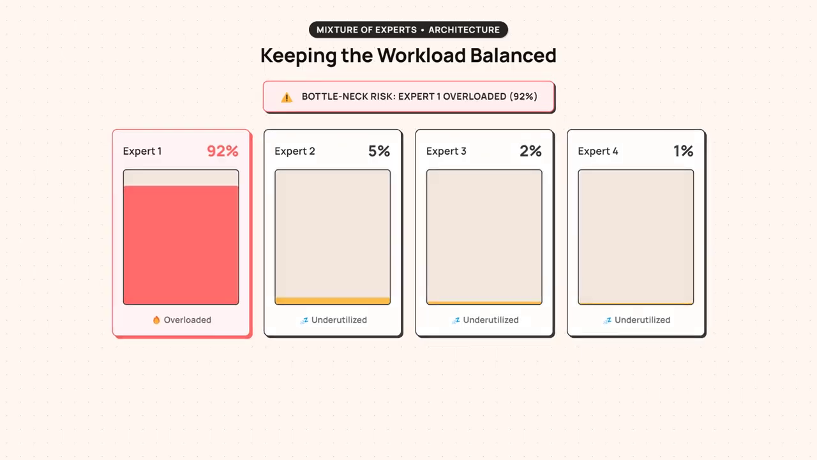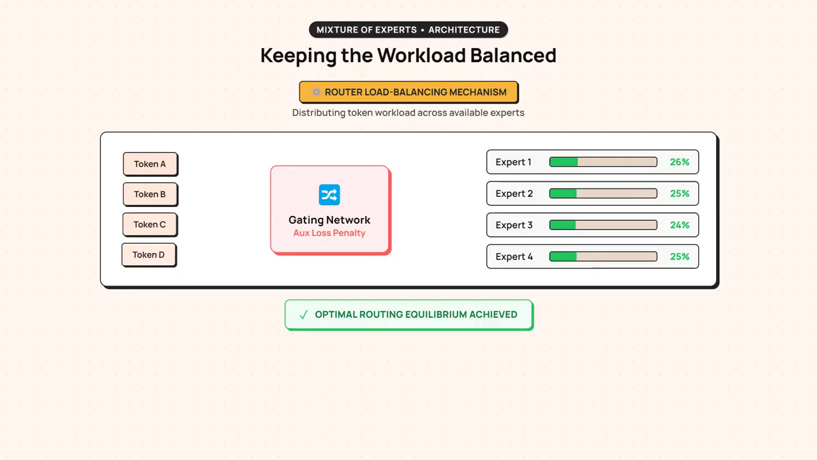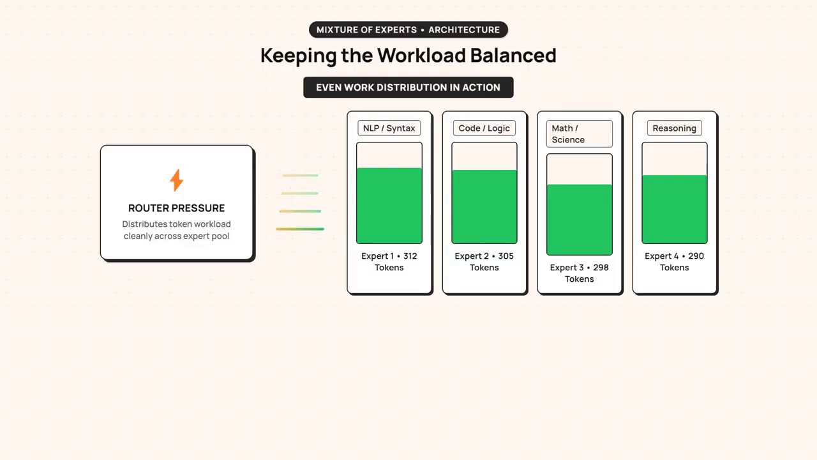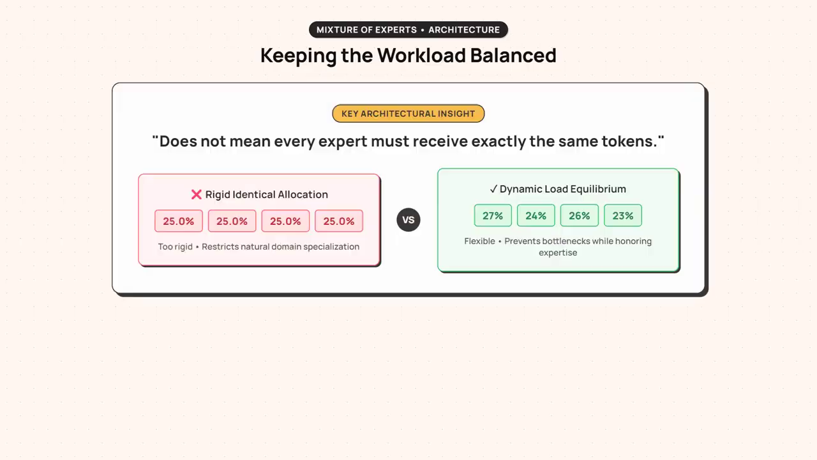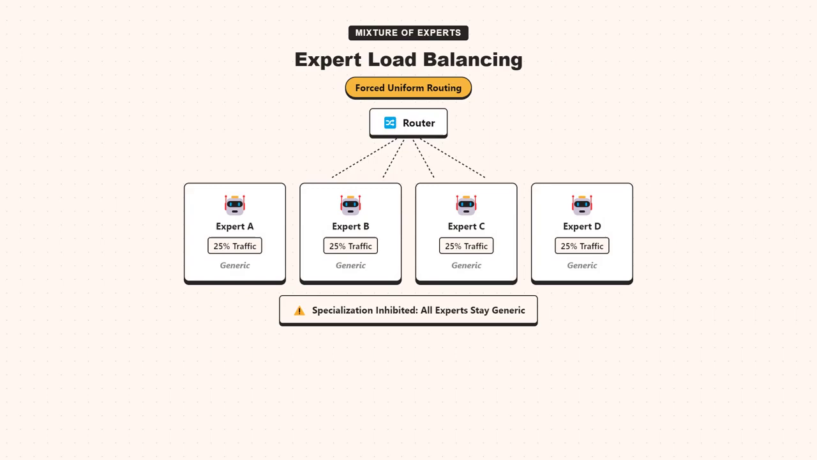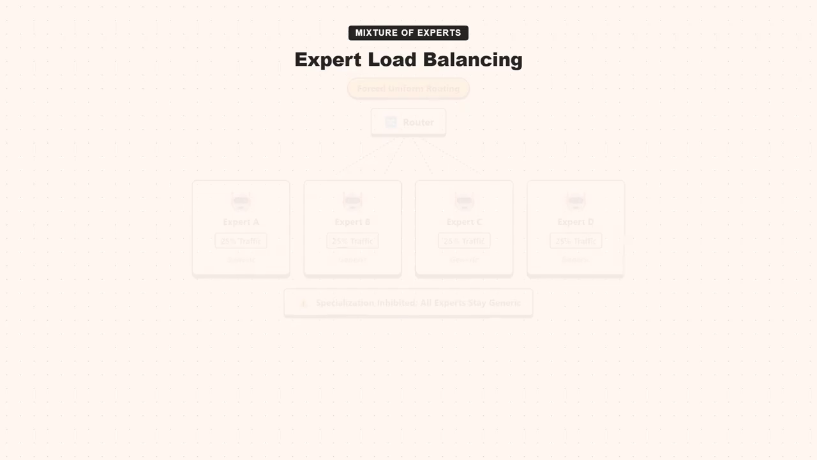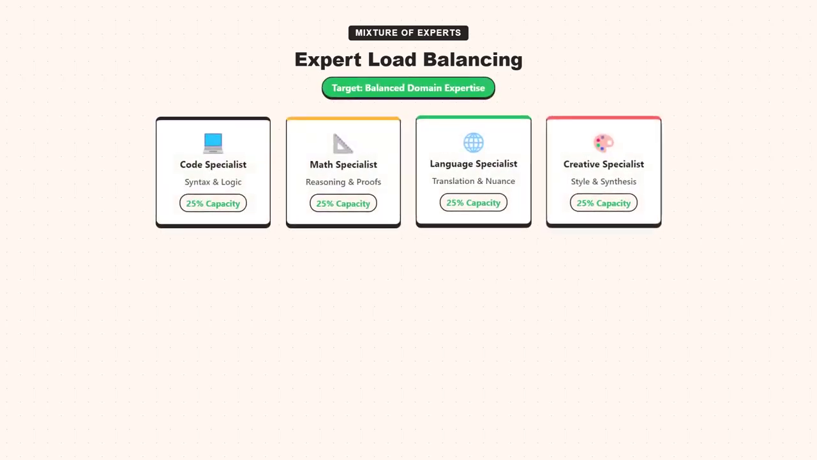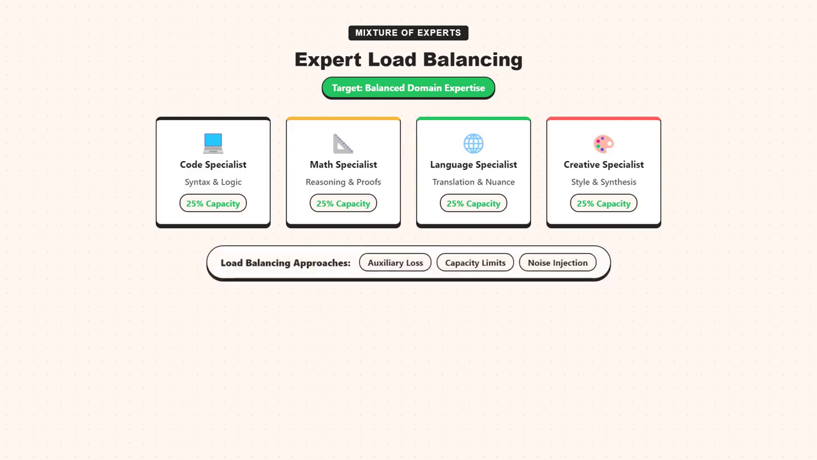Keeping the workload balanced. To prevent this, MoE models usually include some kind of load balancing mechanism. The training objective does not only reward the model for predicting the correct token, it can also apply pressure encouraging the router to distribute work more evenly. That does not mean every expert must receive exactly the same tokens. If the model were forced to use all experts equally in every situation, meaningful specialization would become harder. The goal is to avoid extreme imbalance. You want experts to develop different strengths, but you do not want one expert receiving half the traffic while another receives almost nothing.